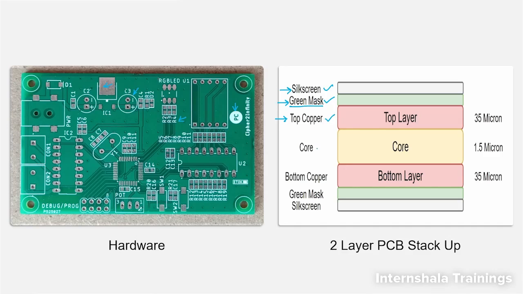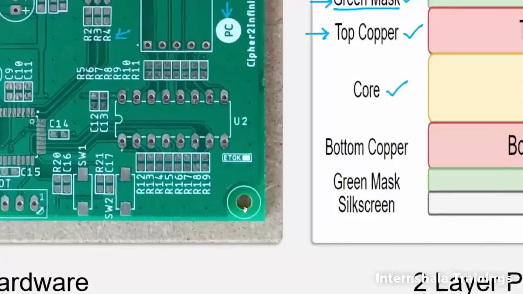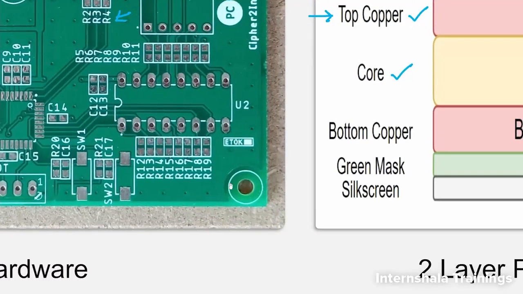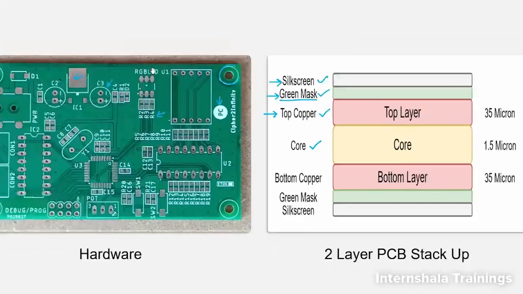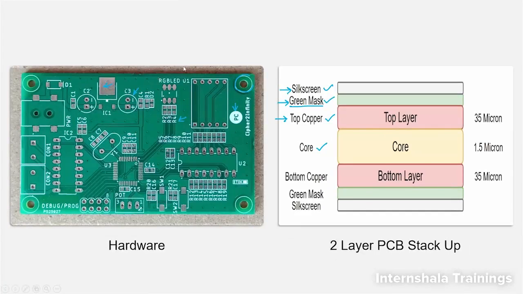Then the next layer is the core, or we also call it the dielectric. So you can see here in this part, there is actually no copper. Okay. So this is actually a dielectric of material FR4. Okay. And again, if you see here, there is no copper here. So this entire part is the exposed dielectric. Okay. So that's how the dielectric looks like. And it's going to have a thickness of 1.5 millimeter, which we already discussed. Okay. So it's going to be 1.5 millimeter.